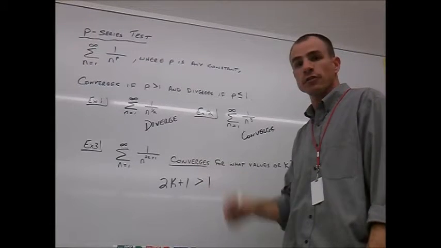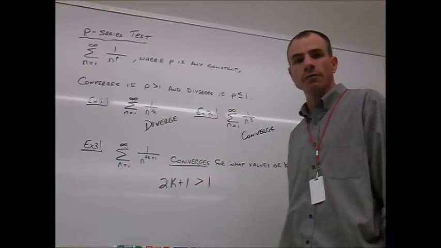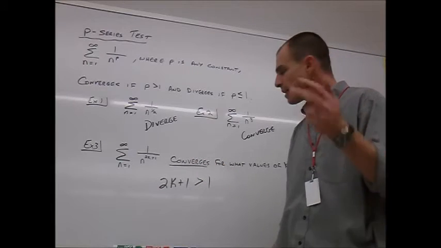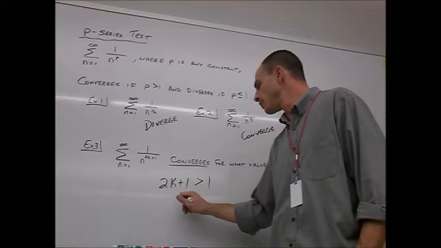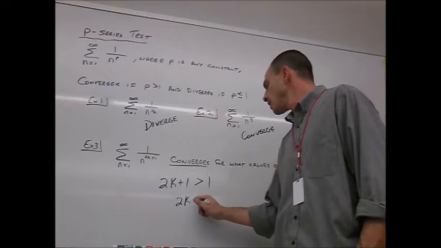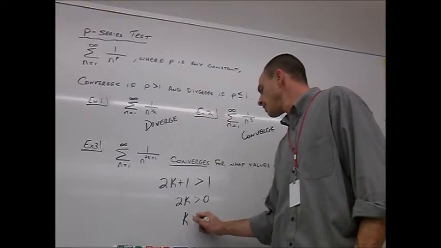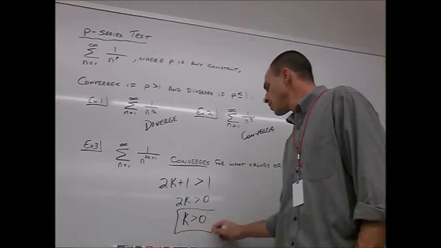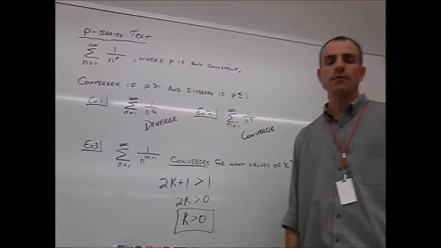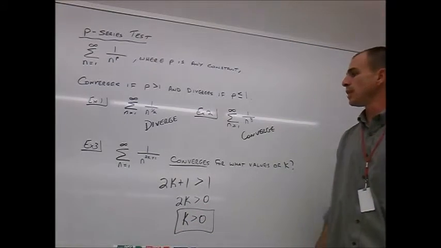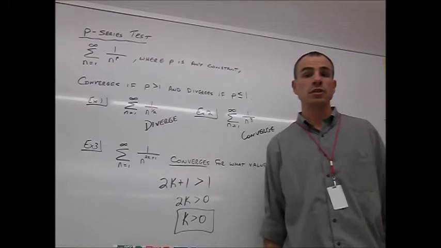Well, this is just algebra, right? How do we get k all by itself? Exactly. Subtract 1 and divide by 2. So we know that 2k is greater than 0, and k, therefore, is greater than 0. So any value of k that's greater than 0 will result in a series which converges.